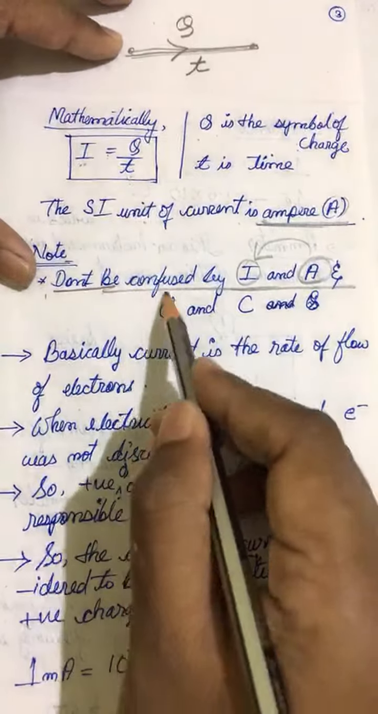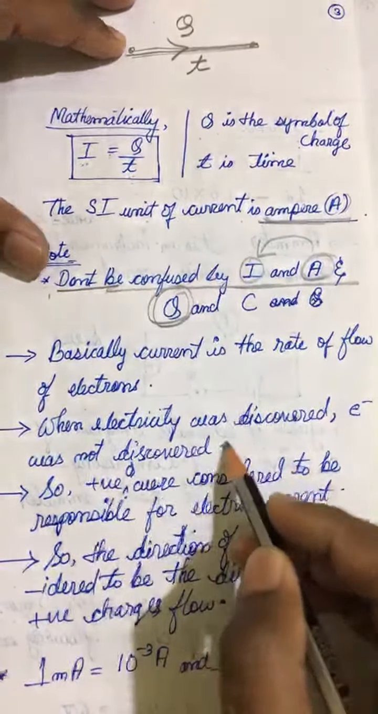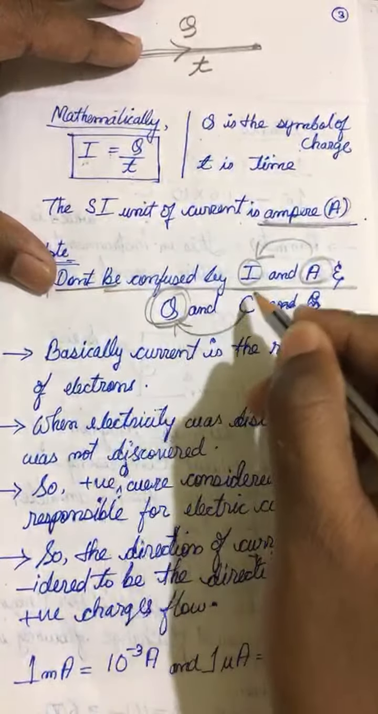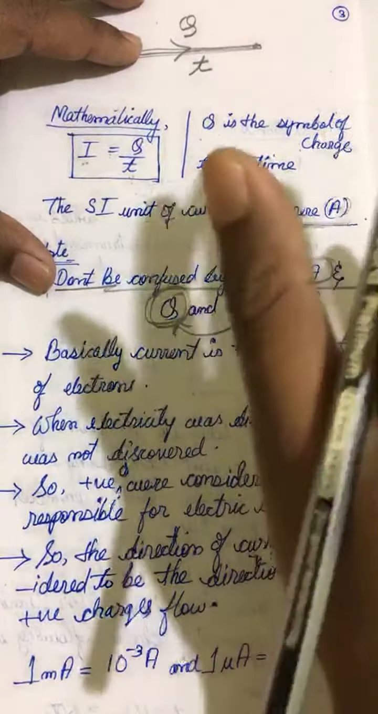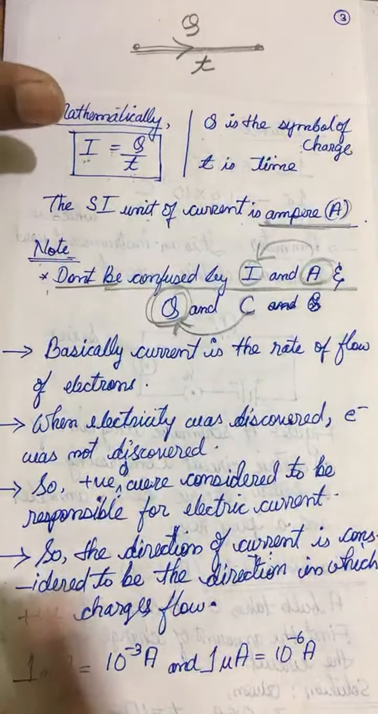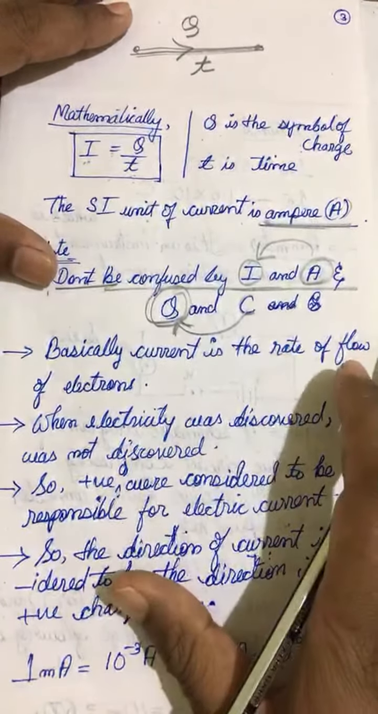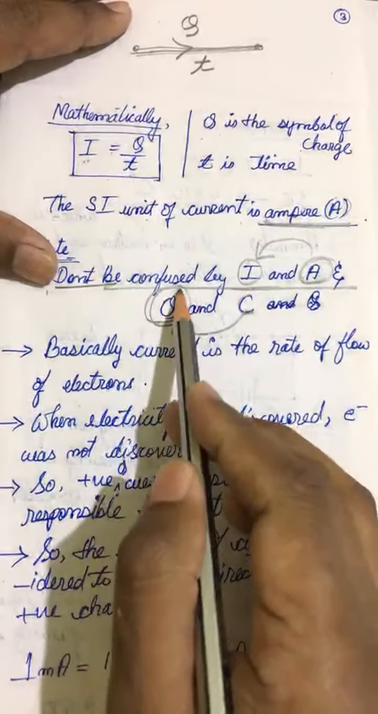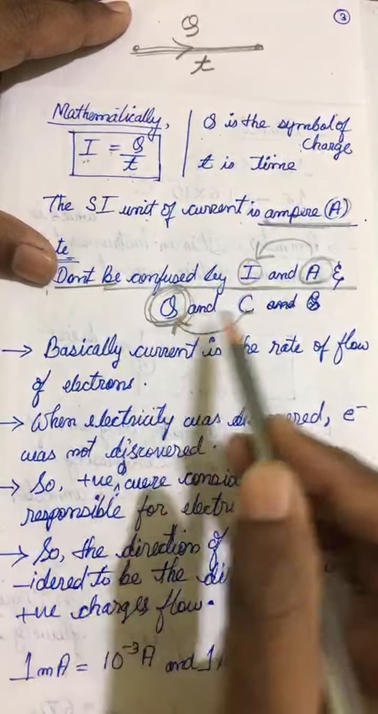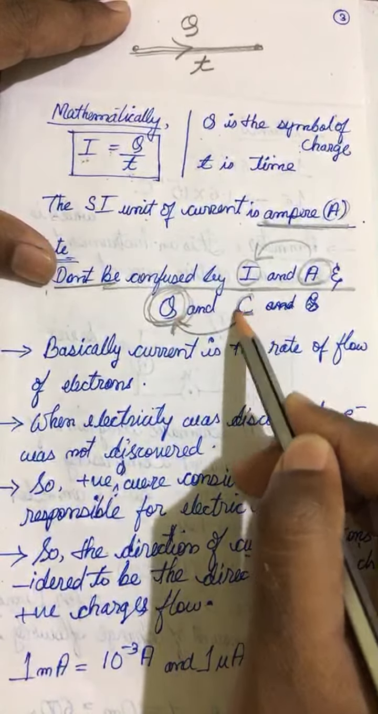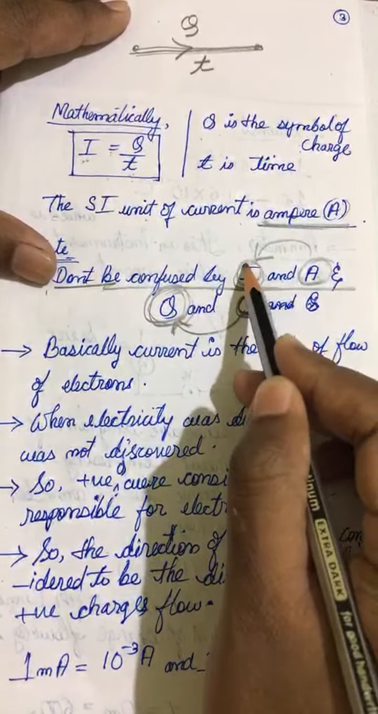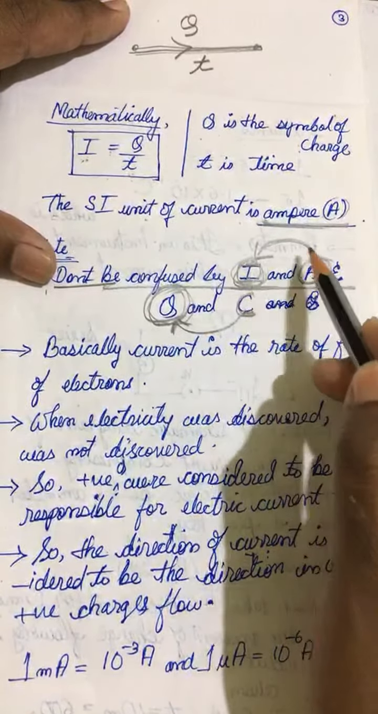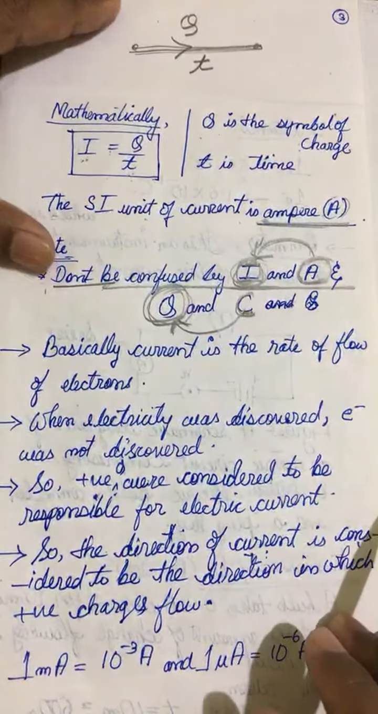Similarly, Q is the charge of a body and C is the symbol used for its unit, the coulomb. For example, if I want to measure mass, mass is the quantity and it is measured in kilograms. Similarly, charge is a quantity and it is measured in coulombs. Similarly, current is the quantity, its symbol is I, and it is measured in amperes.